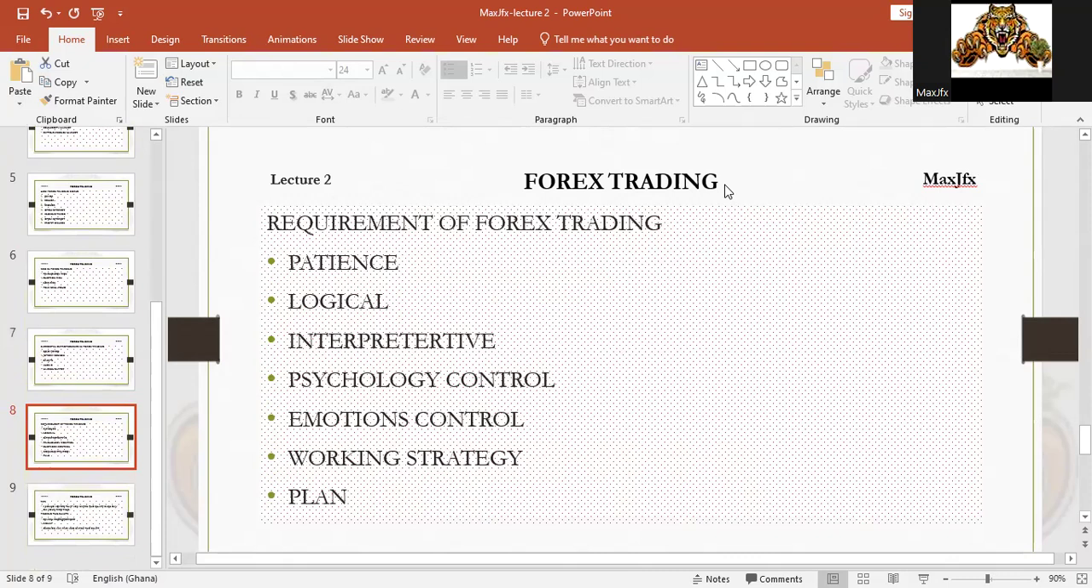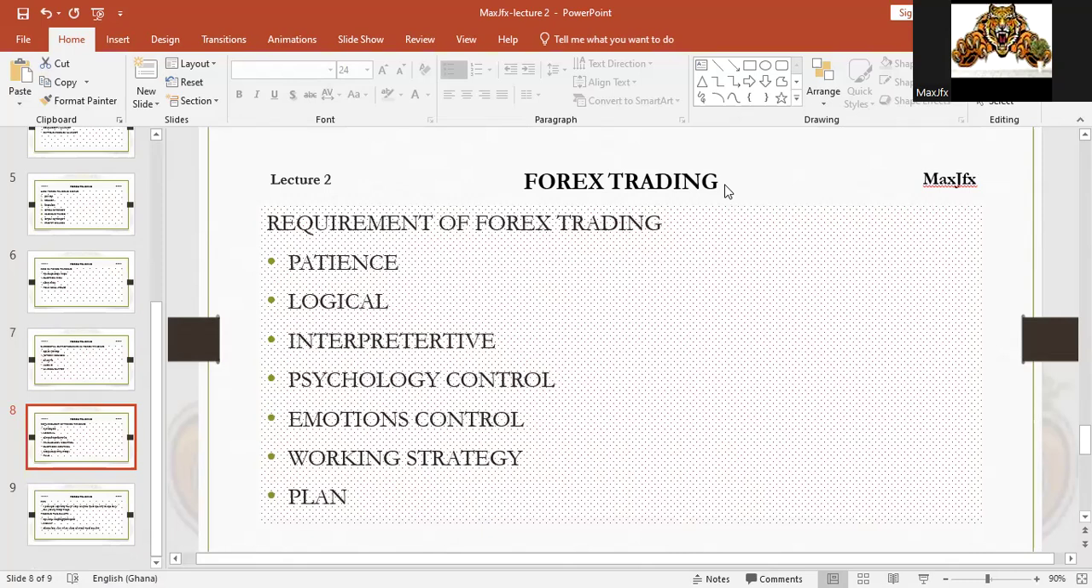So, requirements of forex trading. What does forex trading require of you? The first one is that the forex market requires patience, and you need to be logical. You need to be interpretative. You need to be able to interpret what the market wants to do or is trying to do in a particular time frame. And psychology control, emotion control, a working strategy, and a plan.